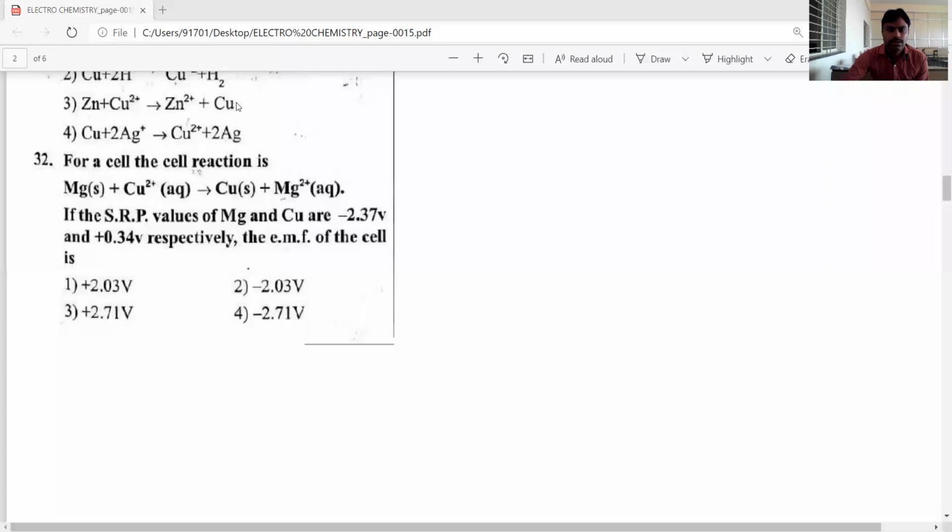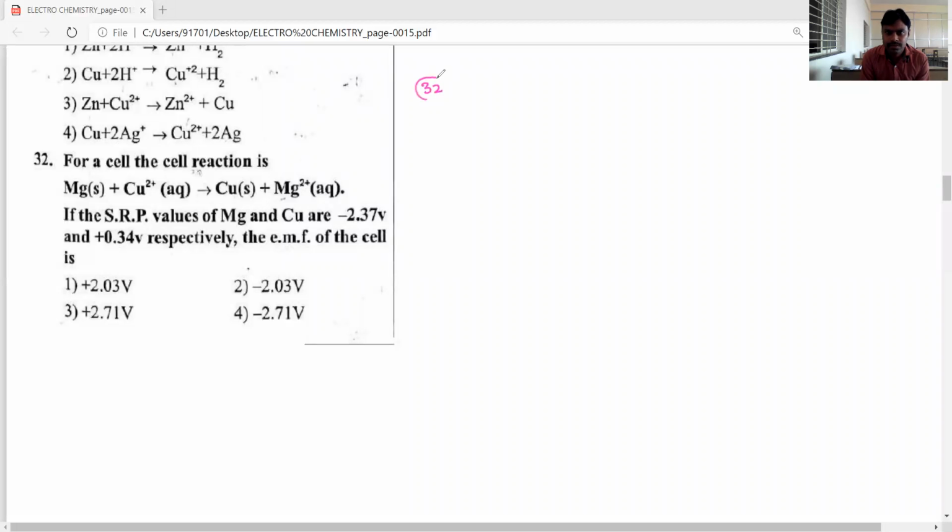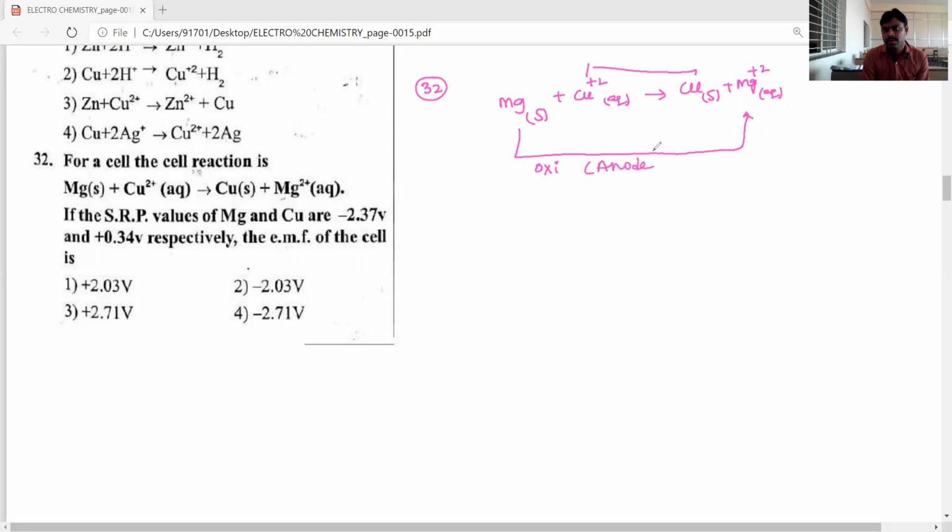Question 32. For a cell reaction, magnesium solid plus Cu2+ aqueous is converted into copper solid plus Mg2+ aqueous. Magnesium undergoes oxidation, which means it acts as anode, and copper undergoes reduction, which means it acts as a cathode. They gave the standard reduction potentials of magnesium and copper.